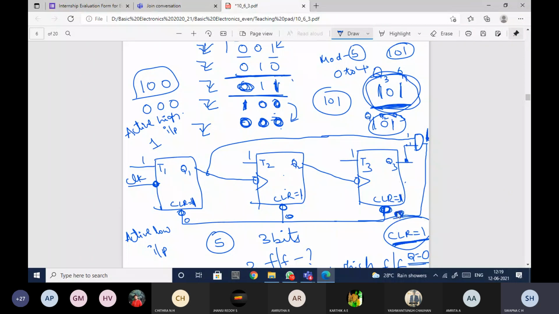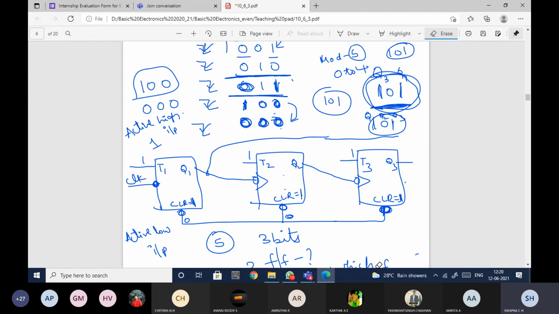Okay, so since I have to get 0 here, which gate do I need to use here instead of AND gate? I cannot use AND gate now. Instead of AND gate, I need to use some other gate. Which gate should I use? Can anybody try? I need to get 0.